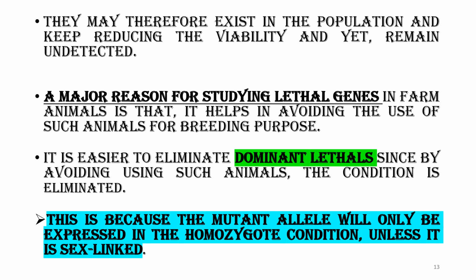It should be noted that it is much easier to eliminate dominant lethals. This is because they show up very quickly in the population, and then we can avoid using such animals for reproduction. Dominant alleles, that's the mutant alleles, will only be expressed when they are also in the homozygote condition, unless it is sex linked.